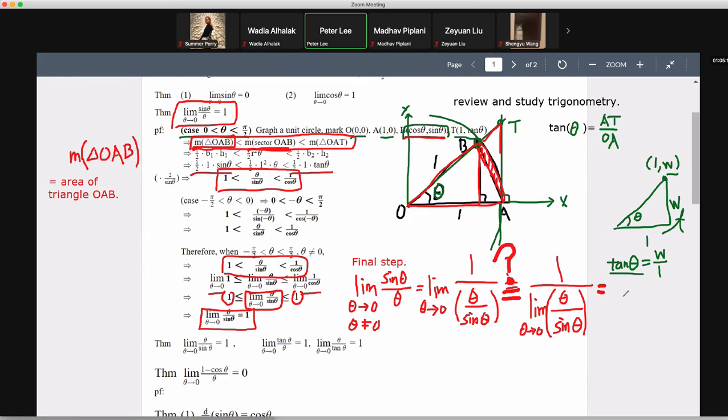This is actually the limit as theta goes to 0 of sine theta over theta, and then this whole thing right here, this is now what? 1. Because that's what we found right here. So this last limit is actually equal to 1.